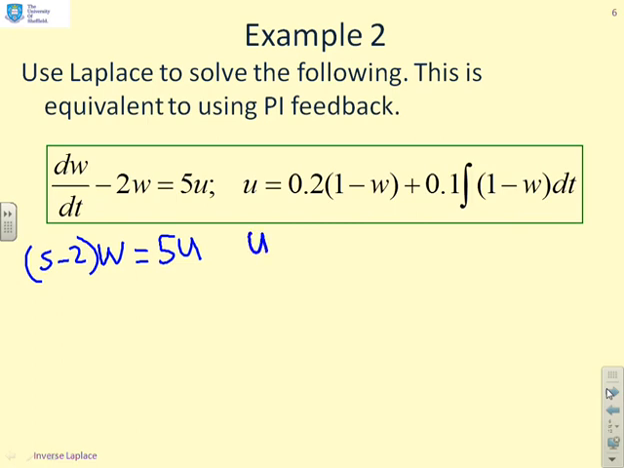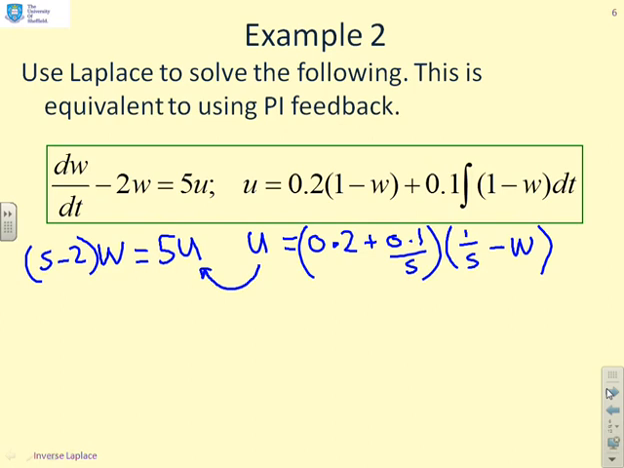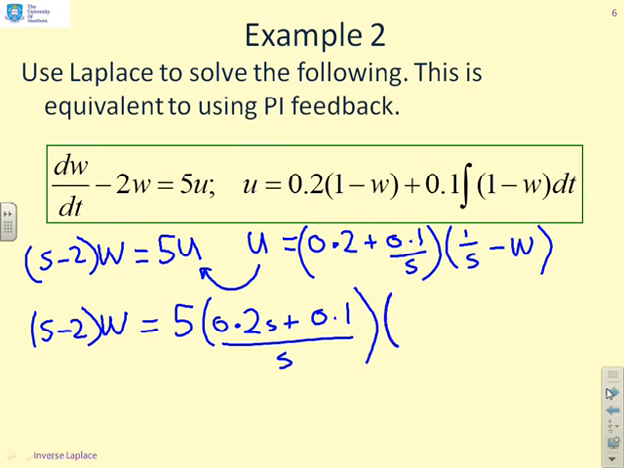And then over here I'm going to get u equals 0.2 plus 0.1 over s. You'll remember the Laplace of an integral, you multiply by 1 over s. And then I'm going to have to do Laplace of 1, which is 1 over s, and Laplace of w, capital W. Now, what I'm going to do is take this u and put it in here. So what we get is s minus 2w equals 5. I'm going to multiply this up by s just for convenience. 0.2s plus 0.1 divided by s into 1 over s minus w.